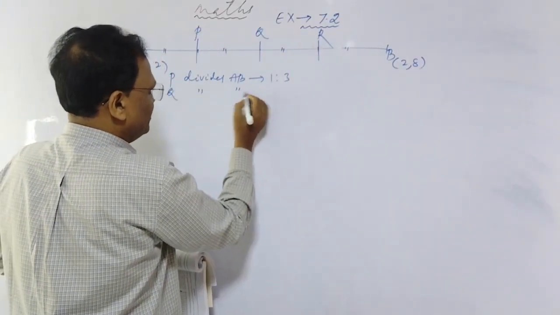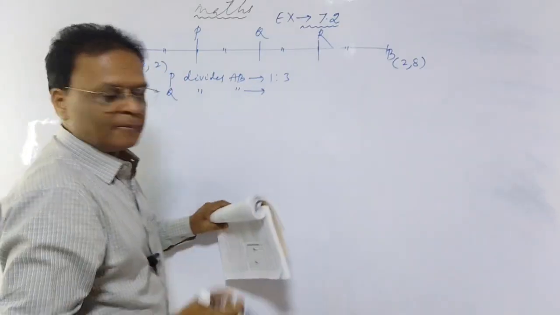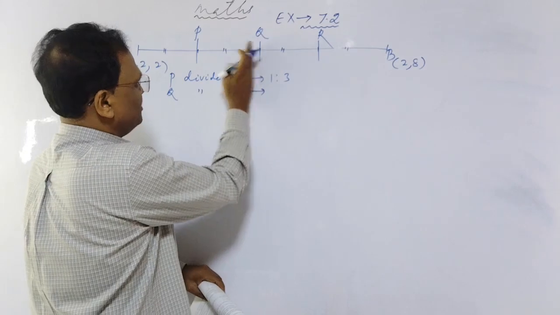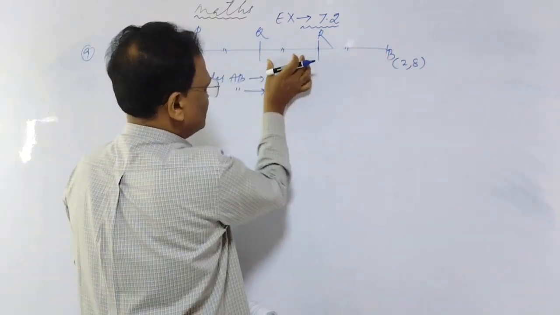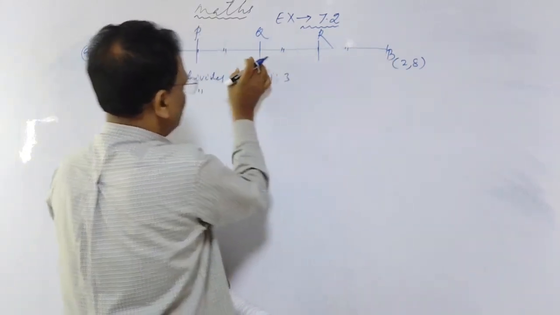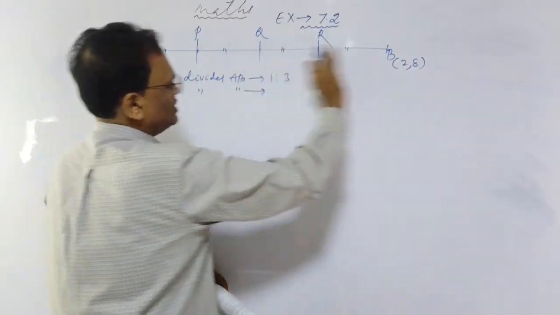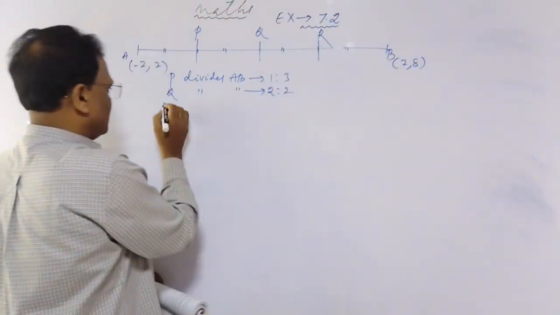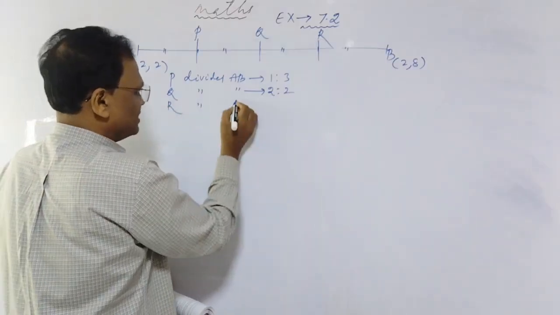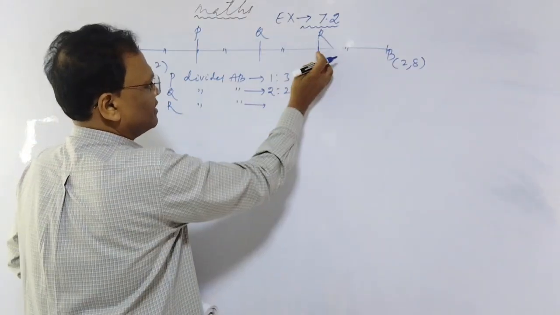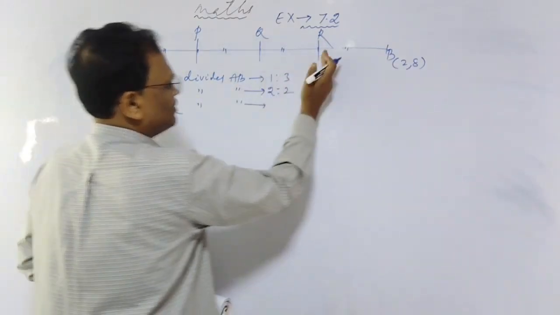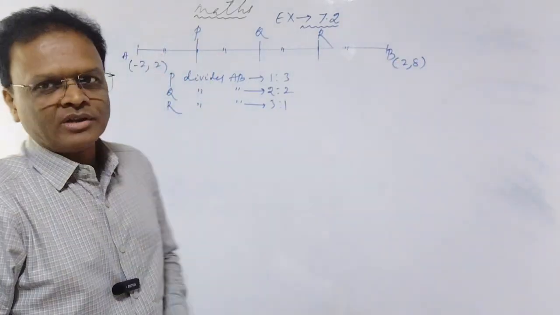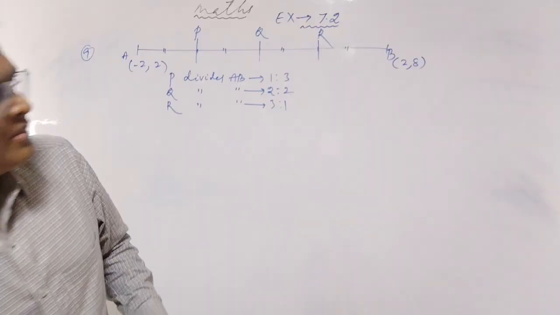Q divides AB in the ratio of, you tell me, I think 2:2. Yes, this is Q. From here to here 2 parts, and from here 2 parts: 1 plus 1, 2. So this side 2, this side also 2. So Q divides in the ratio 2:2. And R divides AB in the ratio: from here to here 3 parts, from here to here 1 part, so 3:1. Finished. Now we can find the coordinates of all those points.